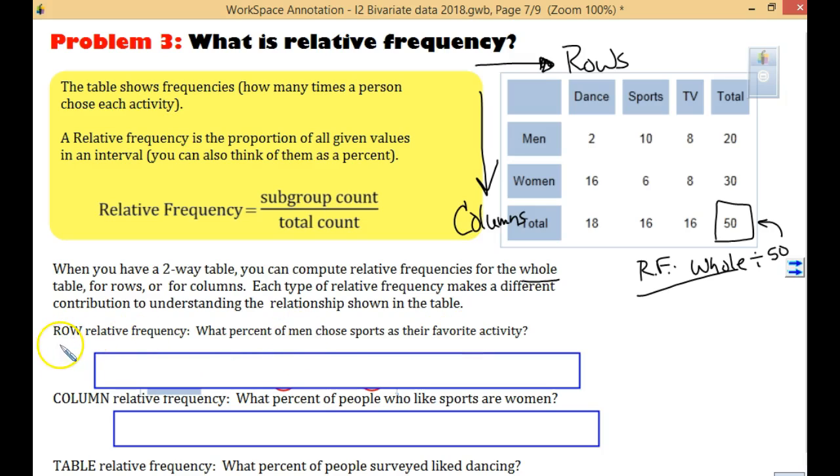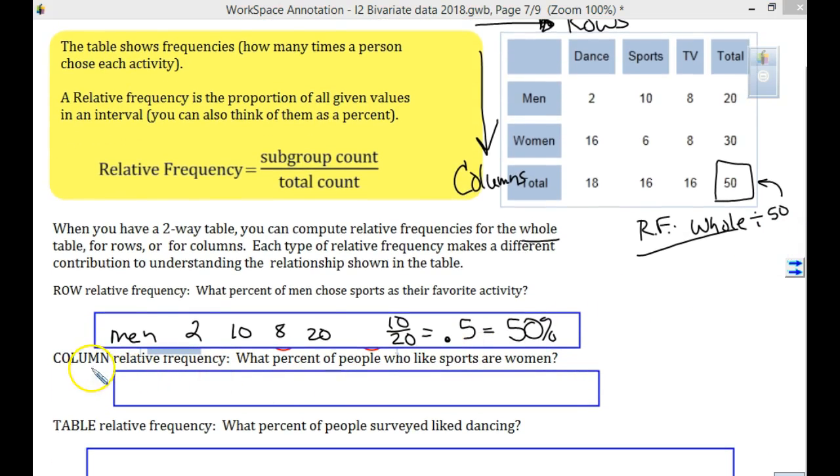So here's our first question. It says row relative frequency. What % of the men choose a sport for their favorite activity? The first thing we want to do is behind the word men, we want to write down all of our category numbers, which were 2, 10, 8, and 20. The 20 was our total. So if we want to find the relative frequency of men whose favorite activity was sports, sports is 10 divided by 20. Sometimes relative frequency, we write it as a decimal, 0.5. But in this case, they asked us for a %, so you move your decimal over 2 places, and we get 50%.